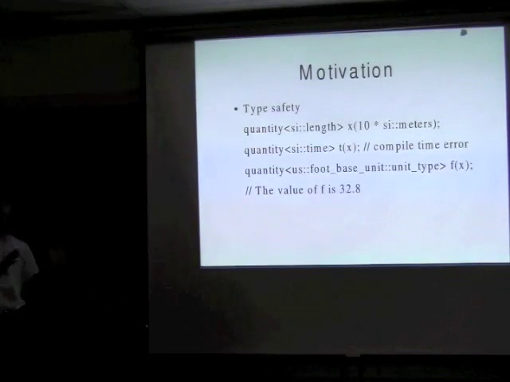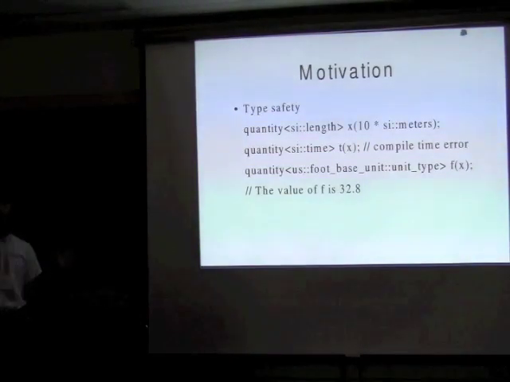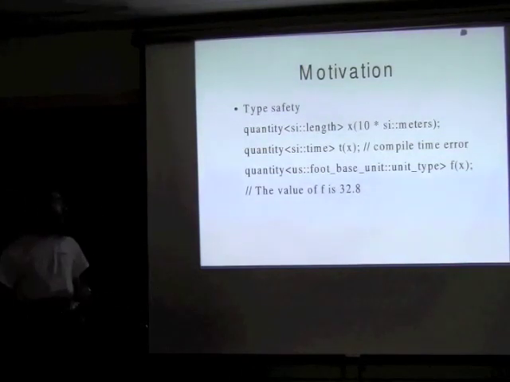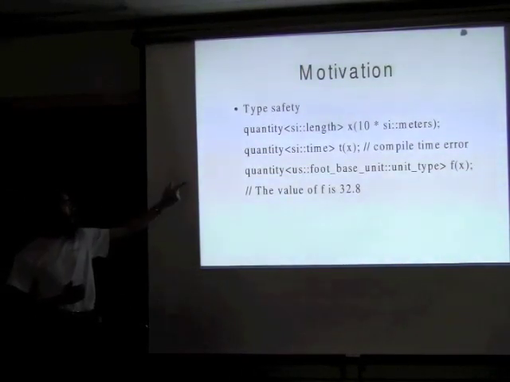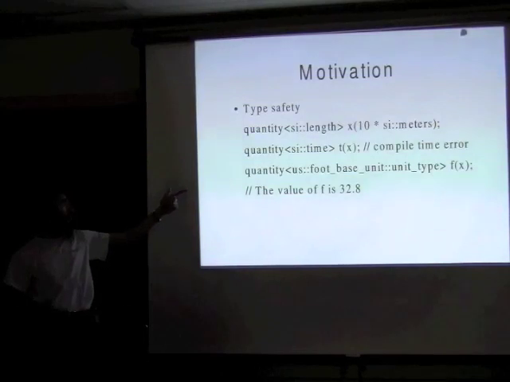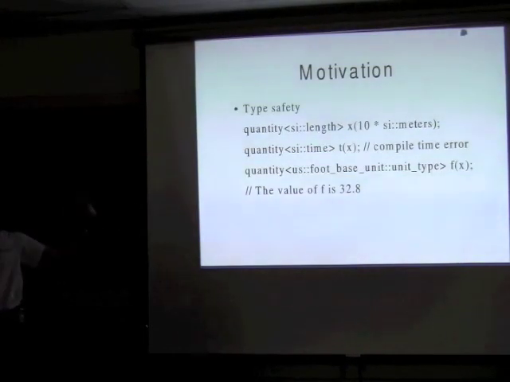So this increases type safety because the compiler can catch you if you try to do something that doesn't make any sense. So in this example, if we try to convert x, which is meters, to seconds, the library doesn't like that, and it's going to complain bitterly.